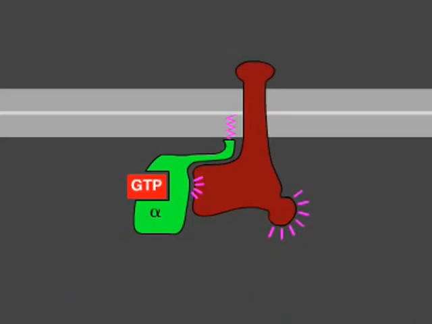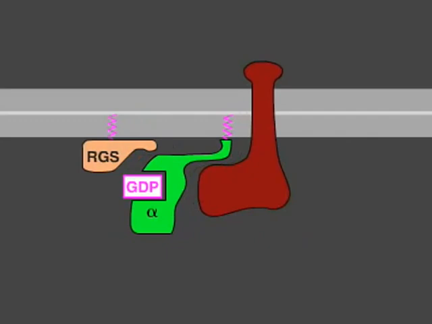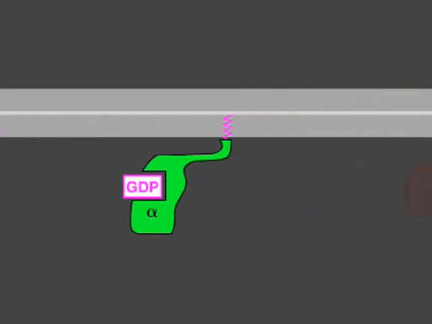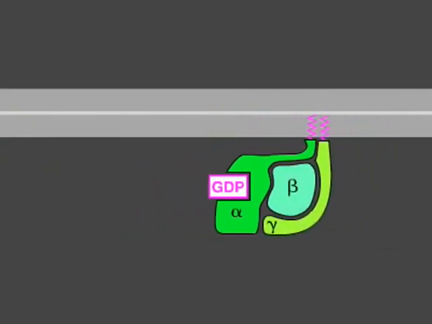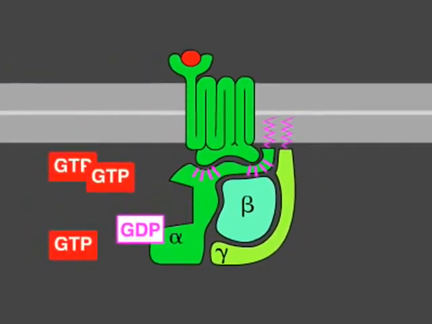Eventually, the alpha subunit hydrolyzes its bound GTP to GDP, which inactivates the subunit. This step is often accelerated by the binding of another protein, called a regulator of G protein signaling, or RGS. The inactivated GDP-bound alpha subunit now reforms an inactive G protein with a beta-gamma complex, turning off other downstream events. As long as the signaling receptor remains stimulated, it can continue to activate G proteins.